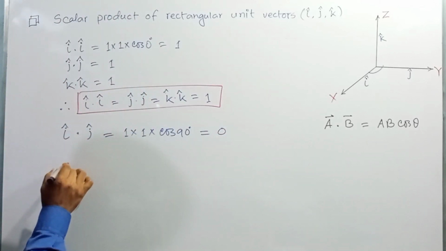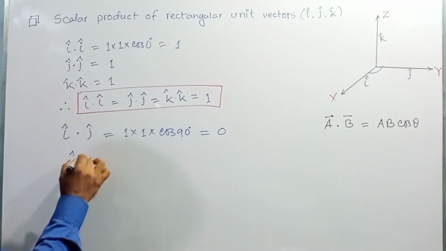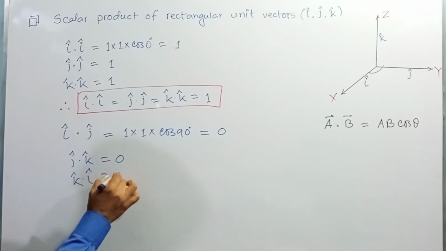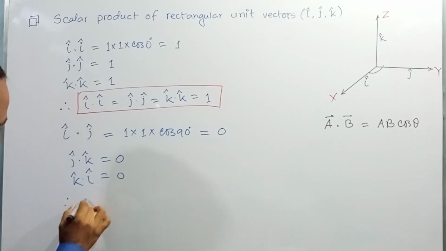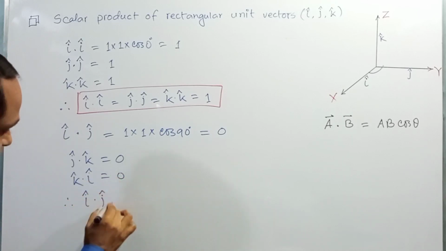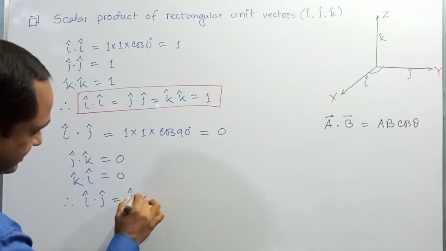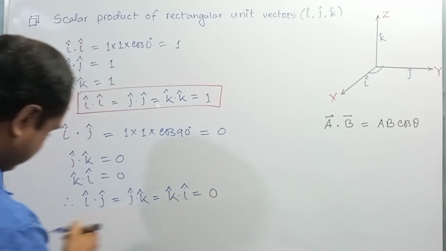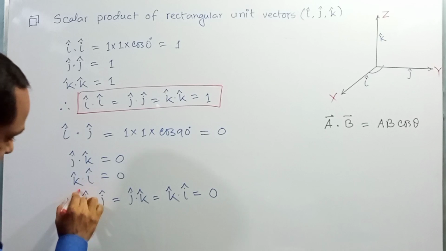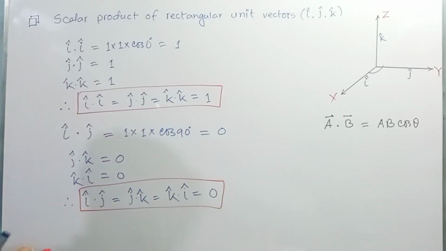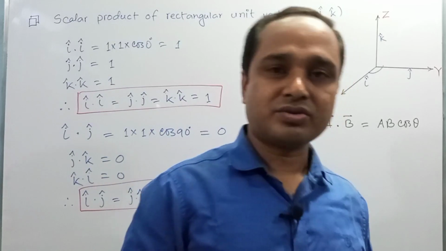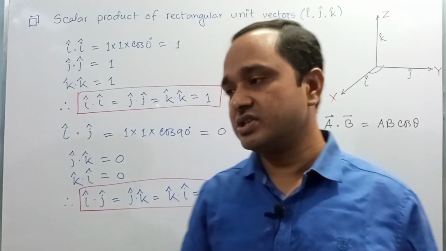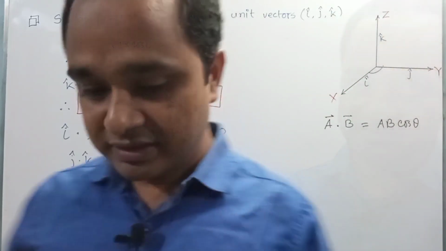Similarly, we can write that j dot k is equal to 0 and k dot i is equal to 0. So we can write that i dot j is equal to j dot k is equal to k dot i is equal to 0, right? So dear students, we can say that the dot product of two different rectangular unit vectors will always be 0.